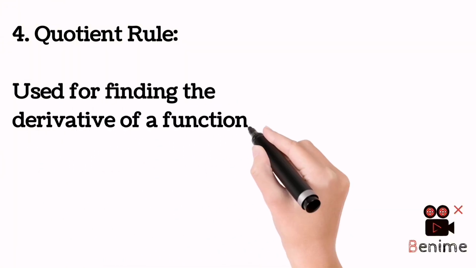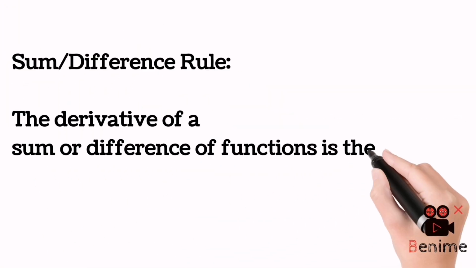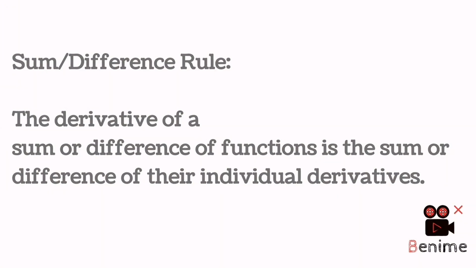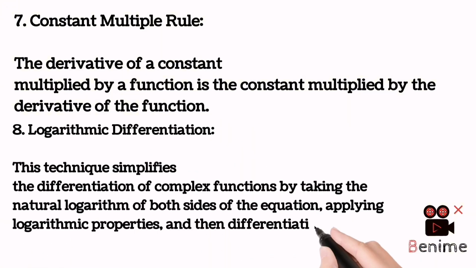The fourth one is the quotient rule, used for finding the derivative of a function that is a ratio of two functions. Sum or difference rule: the derivative of a sum or difference of functions is the sum or difference of their individual derivatives. Number 7 is the constant multiple rule. The derivative of a constant multiplied by a function is the constant multiplied by the derivative of the function.